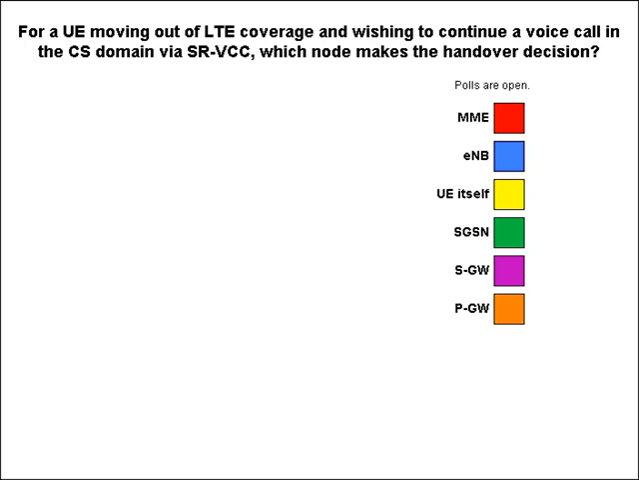When we say which node makes the handover decision, that node decides whether the UE should stay with the LTE cell or should go to some other technology. That is the handover decision: should the UE stay with the LTE cell or go to another technology cell sector? So who makes that decision? If you look at the call flow, you will get some additional ideas.